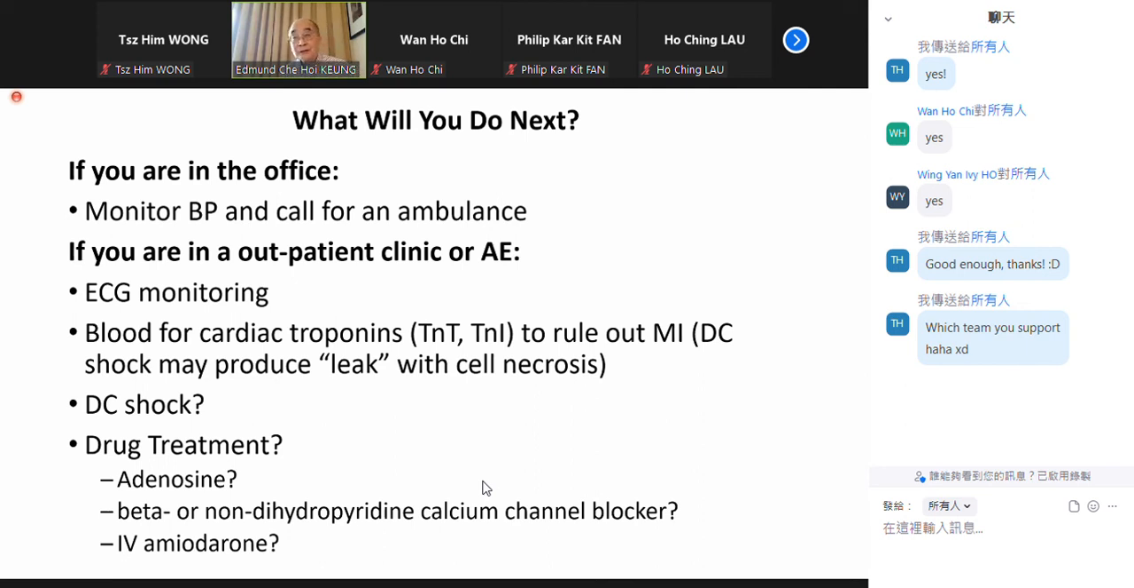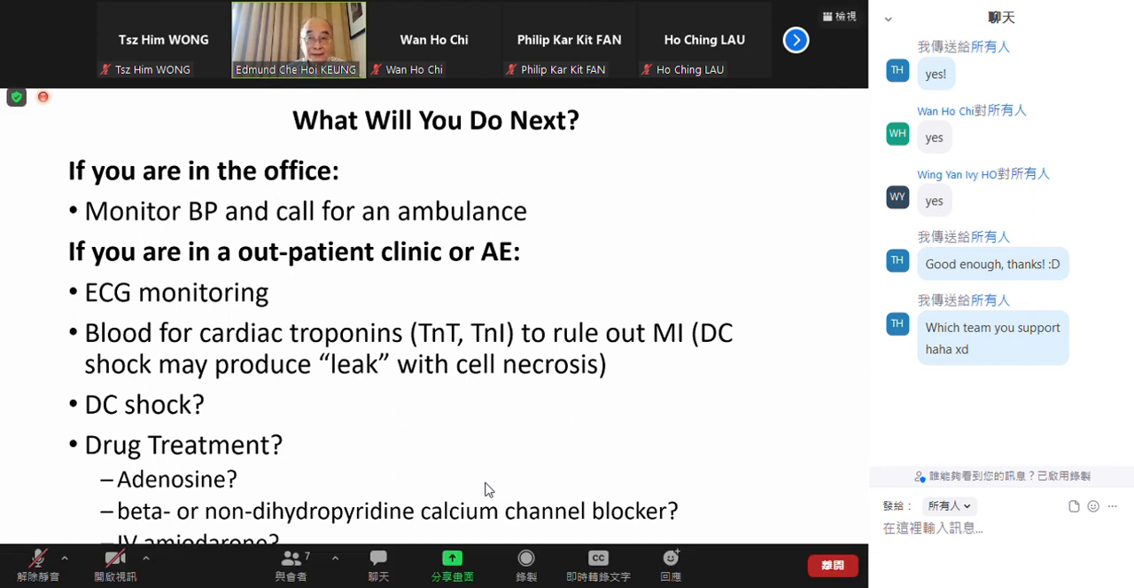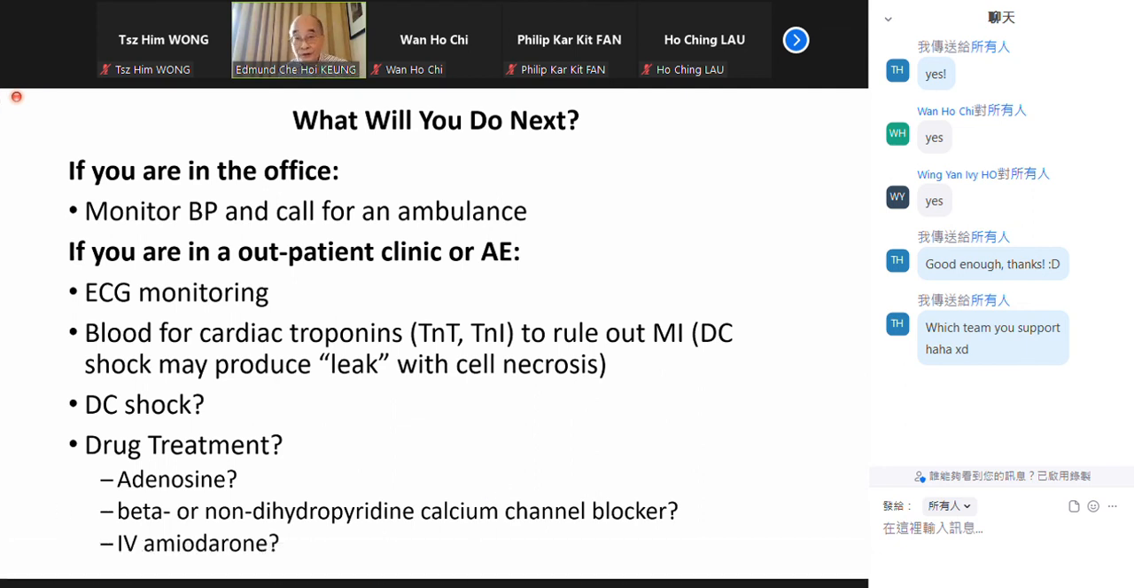Now, if you are in a clinic or in A&E, what do you do? You set up an IV. Always set up an IV. When you do, send off blood for routine blood tests, potassium especially, and also troponin. It's unlikely the patient has an MI, but it's good to be safe. Why send it off first? Because after you shock the patient, troponin will often go up, since the shock destroys some myocytes. So get a clean picture and send off the blood first.